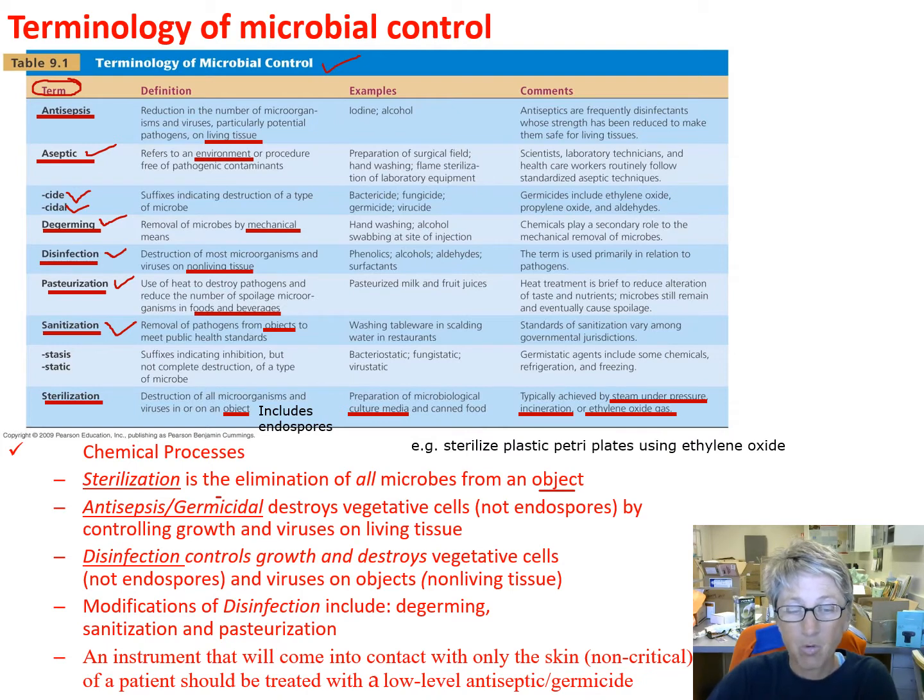Disinfection controls and destroys cells and viruses on objects. So you disinfect objects, you don't disinfect your skin. And then modifications of disinfection include degerming, sanitization, and pasteurization. So degerming, sanitization, and pasteurization are all types of disinfection. And then, for example, if you have an instrument that will come in contact with only the skin, so that'd be like a non-critical barrier of a patient, should be treated with a low-level antiseptic or germicide.